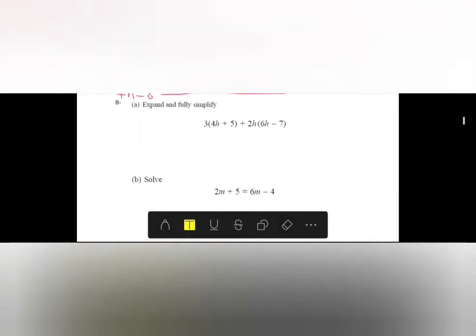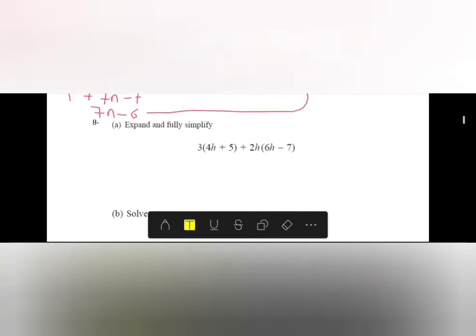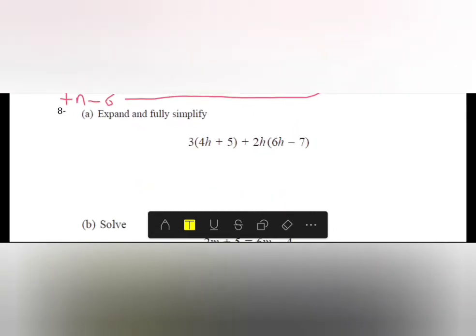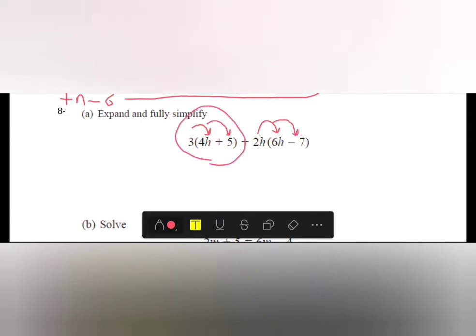Question 8, expand and fully simplify. So we're going to expand first and then fully simplify by working out the like terms together. Now let's expand first. By expanding, we're going to take the numbers next to the bracket and multiply them inside the brackets. So we have 3 here and we have 2h here. Let's start with this one first. So 3 times 4h equals, very good, 12h.